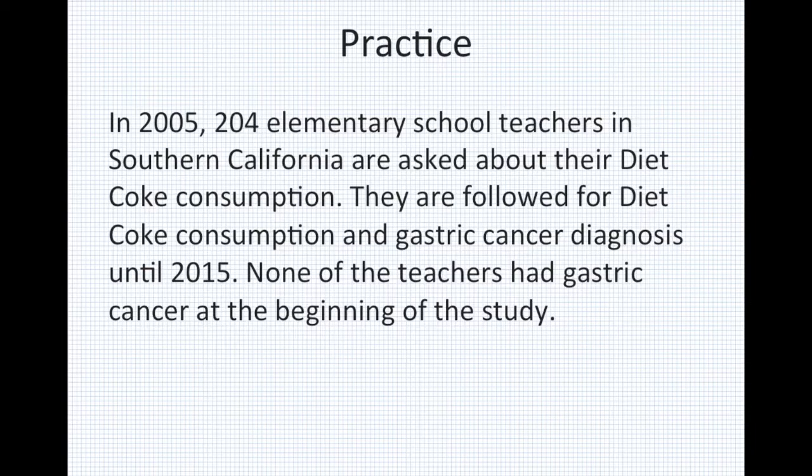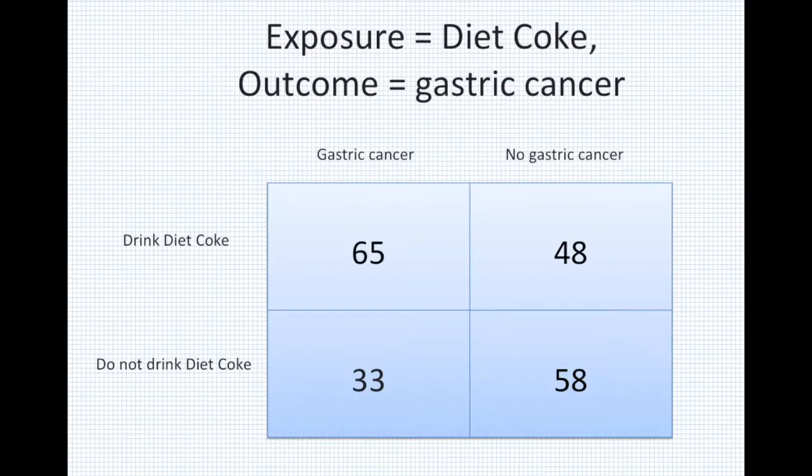Let's practice with an example. So in 2005, 204 elementary school teachers in Southern California are asked about their Diet Coke consumption. They are followed for Diet Coke consumption and gastric cancer diagnosis until 2015. None of the teachers had gastric cancer at the beginning of the study. So let's make our 2x2 table here.